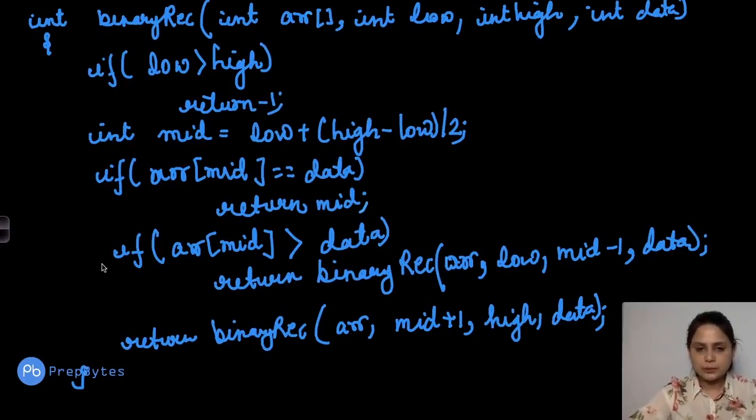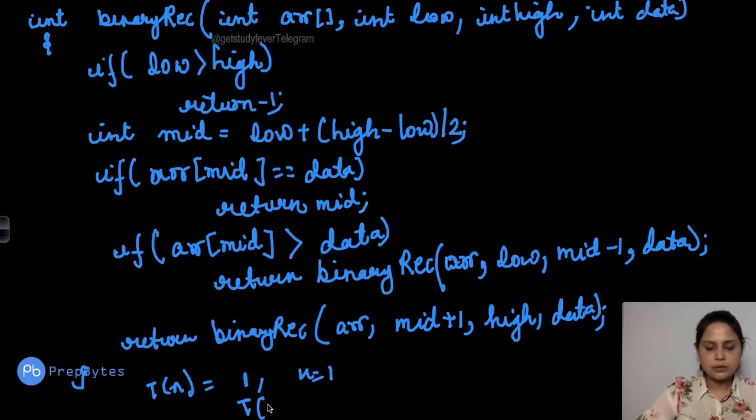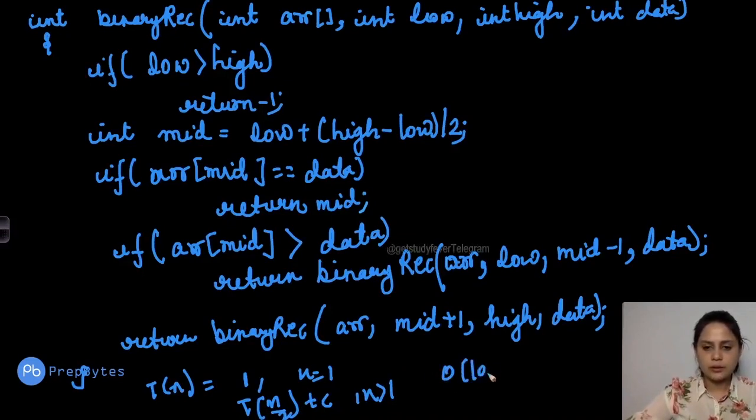Now what is the time complexity for this? If we see, T(n) will be 1 in case n is equal to 1, else it's going to be T(n/2) + C. In each recursive call, we divide the problem into half, and some constant time is taken in each and every recursive call. So this is the equation for n greater than 1. If you solve this either by the recursion tree method or by the master theorem, you will find that the time complexity is going to be O(log n).